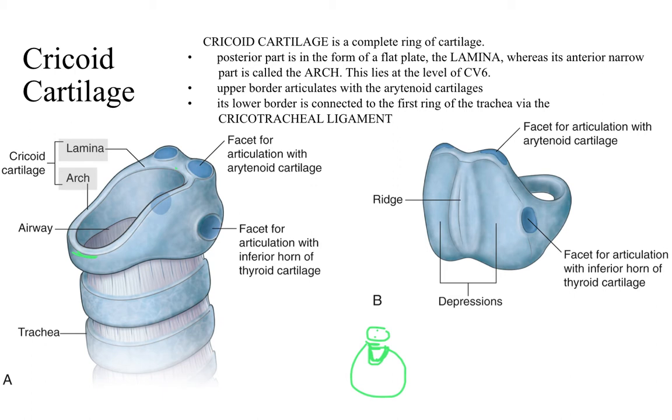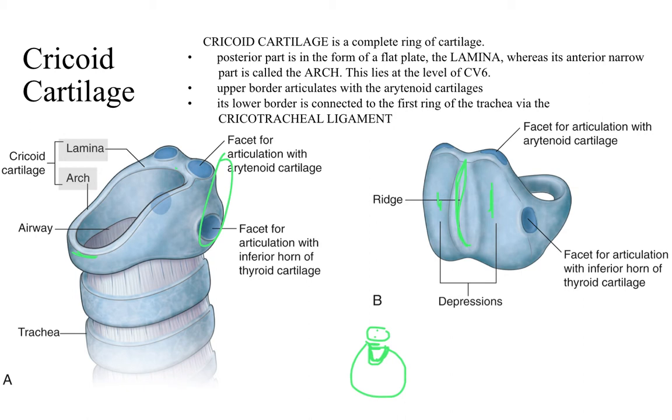So the cricoid cartilage is actually a complete ring, all right? That's what differentiates it from the trachea. The posterior part is the larger part, okay? If we turn that around and look at it, there is a central ridge running along the middle, and on either side of that are depressions.